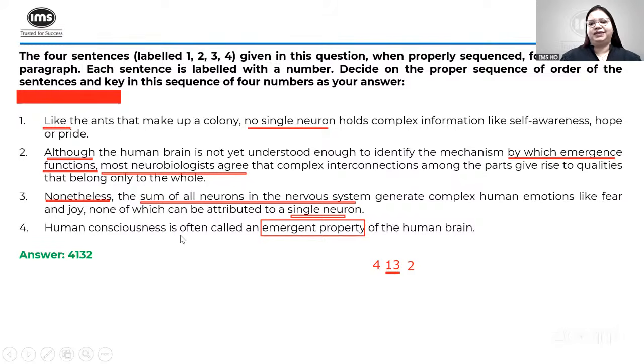2 is the problem here, correct? 2 is clearly the problem. And some of us might think that 4 and 2 can be linked. That seems to be a very immediate link, because here also there is emergence, here also there is emergence. However, 1, 3 does not make sense after you say neurobiologists agree on this idea. What is the idea? The idea is explained in 1 and 3. So you have to bring in 1 and 3 first, and then talk about the agreement, right?